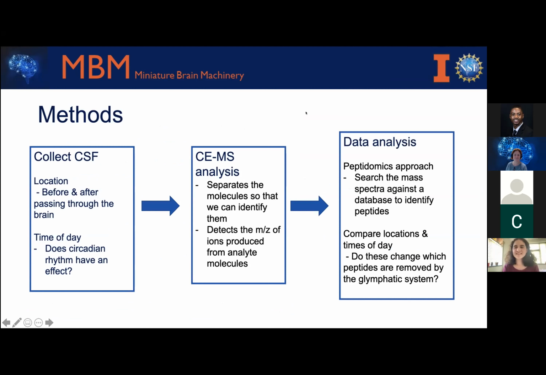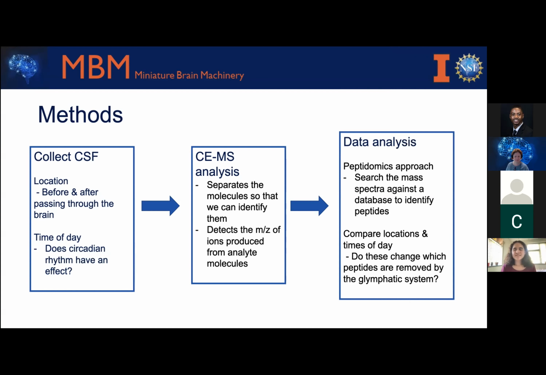In order to answer these questions, these are the methods we have been using. First, we are collecting cerebrospinal fluid from rats. Actually, my collaborators in Martha Gillette's lab are doing this part. We are looking at two different variables, location and time of day. So for location, we are collecting fluid both before and after it passes through the brain.